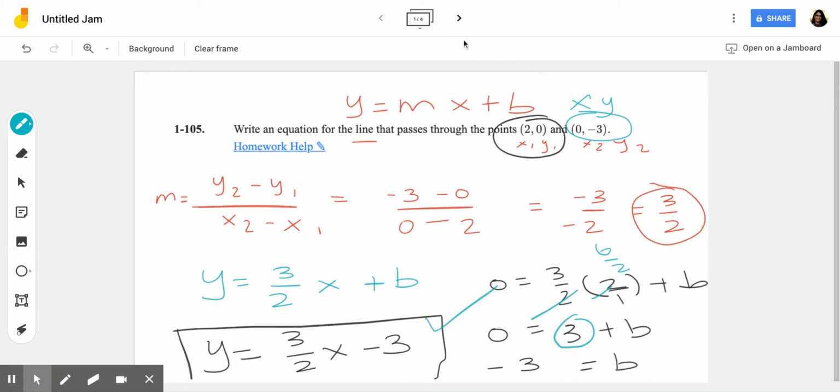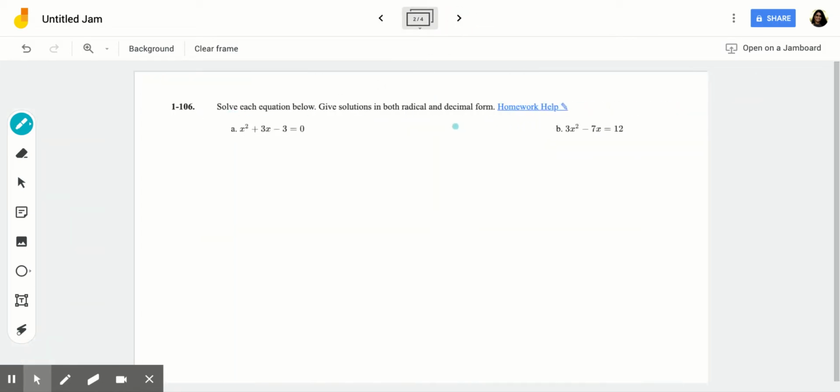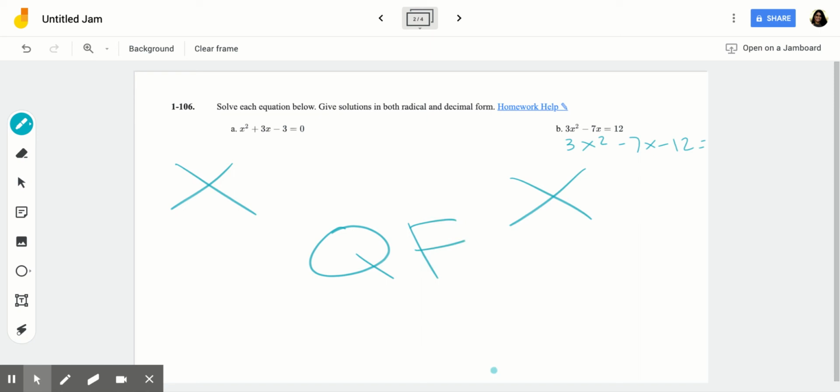The next problem, 106, I'm not going to do with you guys, but I have it written here because I want you to realize it says solve each equation. What you're going to do is try to factor. Don't forget you have to move this 12 over, so 3x squared minus 7x minus 12 equals 0. But you're going to realize you can't factor, and when you can't factor, you have to use the quadratic formula. So this problem is a review of the quadratic formula. And if you click homework help, it will remind you of that as well.